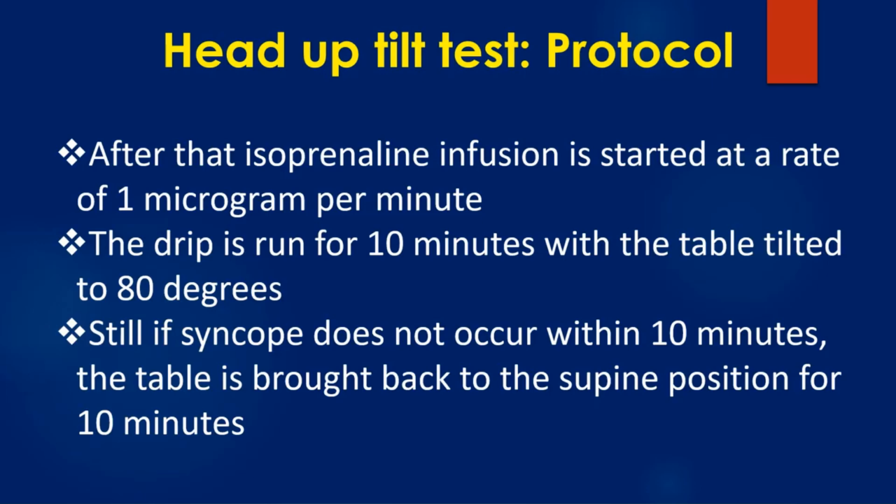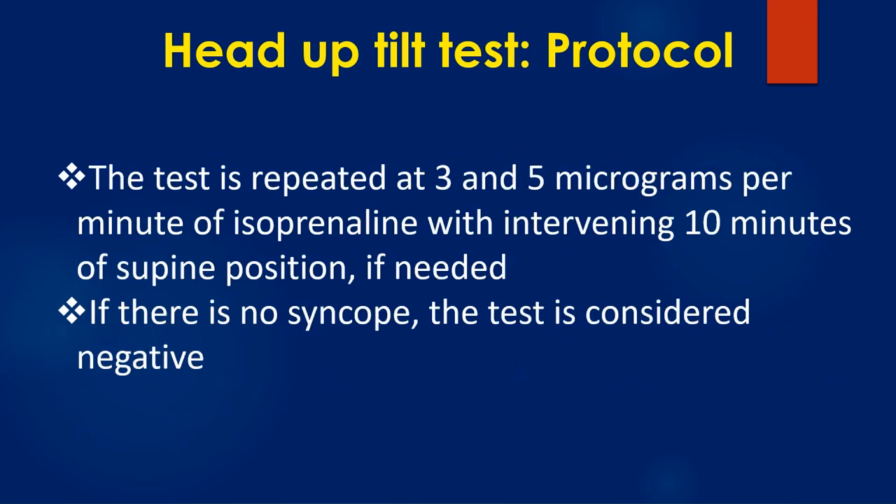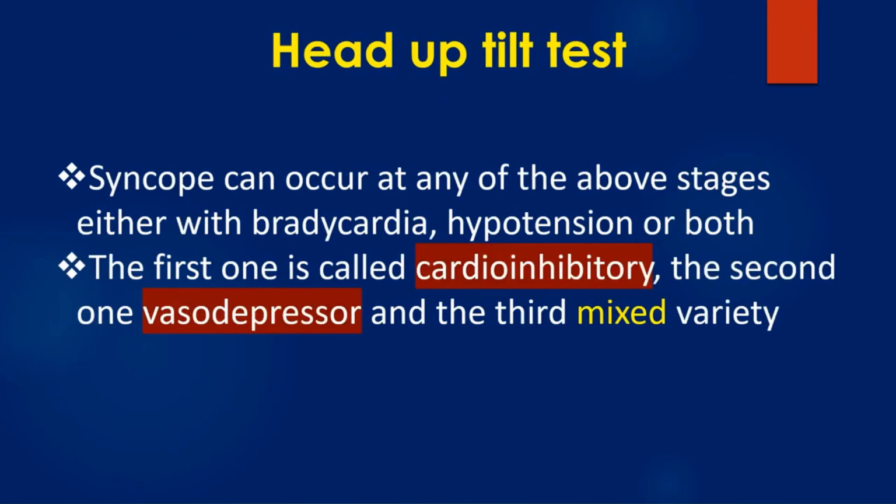Still, if syncope does not occur within 10 minutes, the table is brought back to the supine position for 10 minutes. The test is repeated at 3 and 5 micrograms per minute of isoprenaline with intervening 10 minutes of supine position if needed. If there is no syncope, the test is considered negative. Syncope can occur at any of the above stages, either with bradycardia, hypotension, or both. The first one is called cardioinhibitory, second one vasodepressor, and the third mixed variety.